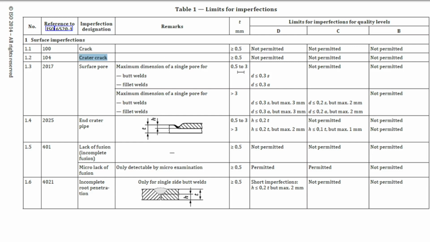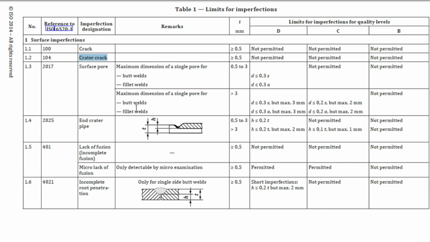We can see here two different thicknesses below. If the thickness is 0.5 to 3 mm, I repeat, if the thickness value is 0.5 to 3 mm, then quality level B is not permitted, quality level C is not permitted, but for quality level D they allow a single pore of d less than or equal to 0.3 s, or d less than or equal to 0.3 a. So this is the thing.